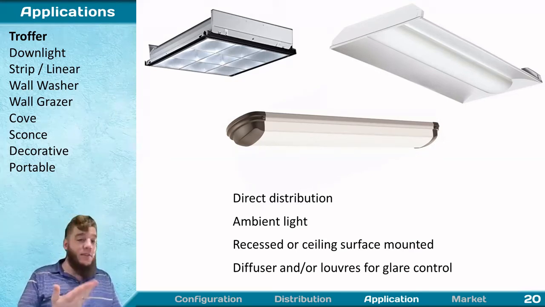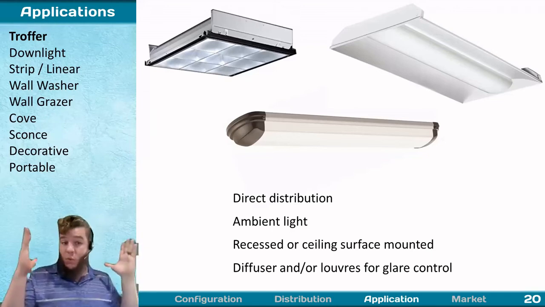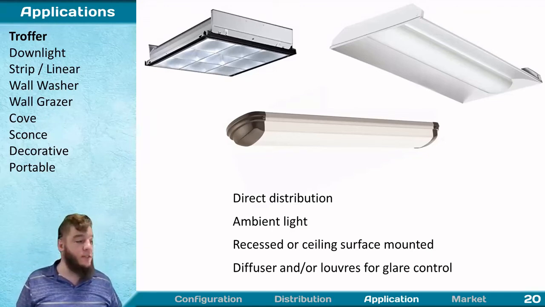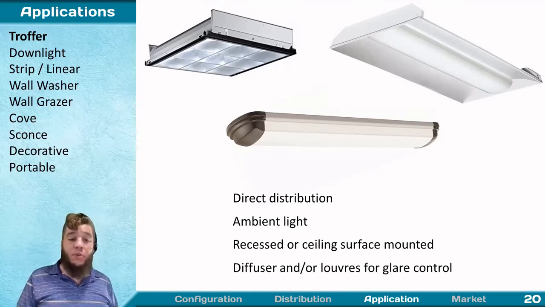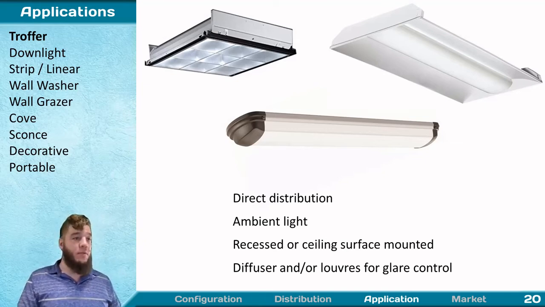And again, these are typically coming in dimensions of 2 feet by 4 feet, which is one large ceiling tile in the US. Or 2 foot by 2 foot, which are those smaller square ceiling tiles, or a more linear type of form factor in 1 foot by 4 foot configuration.